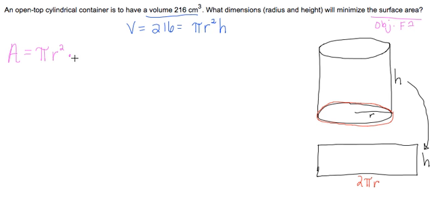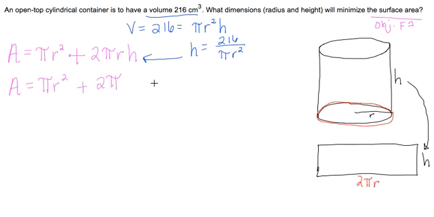So the total surface area then is the area of the base plus the area of the sides, which is the area of this rectangle, which is 2 pi r h. Okay, so this is good. This is our objective function, but it has both r's and h's. So let's use the constraint and solve for h. That looks easier. So h is 216 over pi r squared. I'm going to plug that in for that h to get the area: pi r squared plus 2 pi r times 216 over pi r squared.